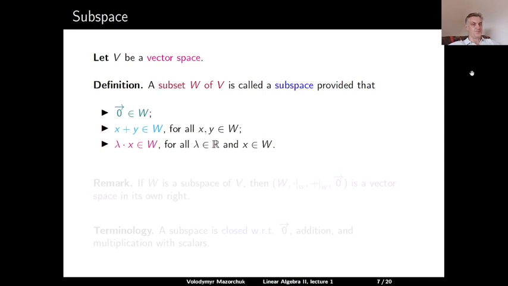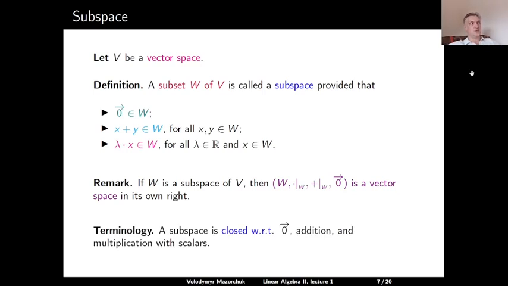If we have a subspace W of V, then this W is a vector space in its own right with respect to the operations on the original vector space V, but restricted to W. And the conditions in the definition say explicitly that a subspace W is closed with respect to these operations. So if we take two elements from W, their sum is in W, which means that W is closed with respect to addition. And the zero vector belongs to W.